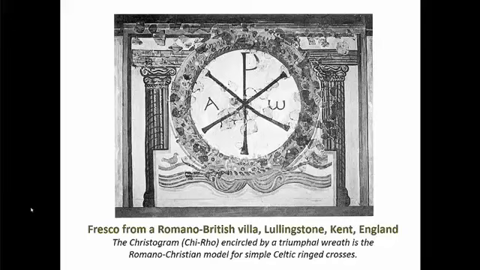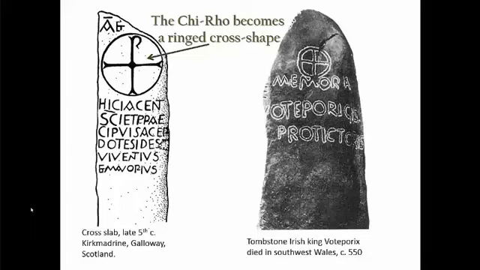The labarum symbol changes when it reaches the Isles, specifically in terms of Irish carvings. We see here that the Chi-Rho becomes a ringed cross shape. This is a representation of a cross slab from the late 5th century in Galloway, Scotland.